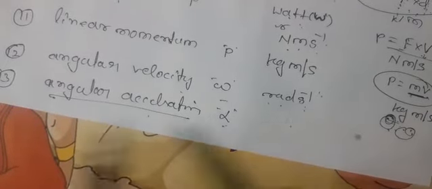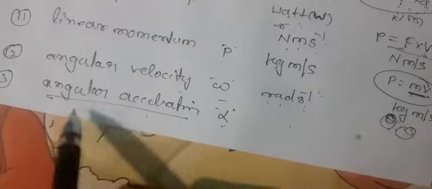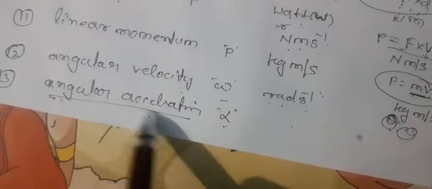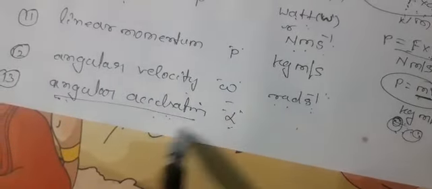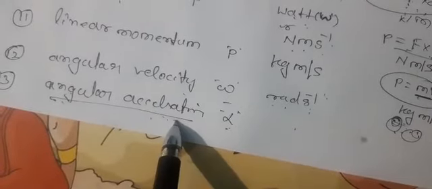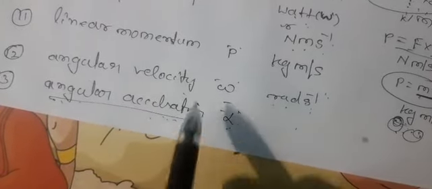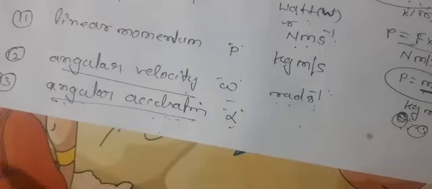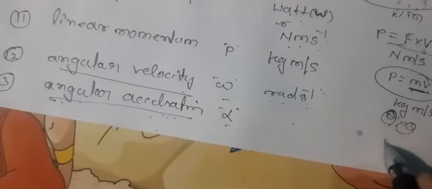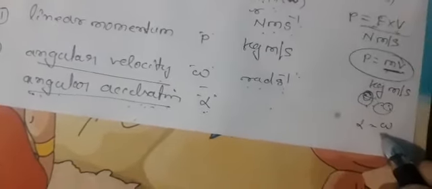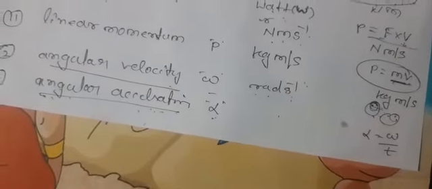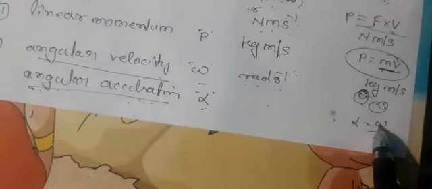What is the SI unit of angular acceleration? Angular acceleration is a rotational motion. What is the definition of angular acceleration? Angular acceleration is the rate of change of angular velocity. That means alpha is equal to omega by t. That is the formula.